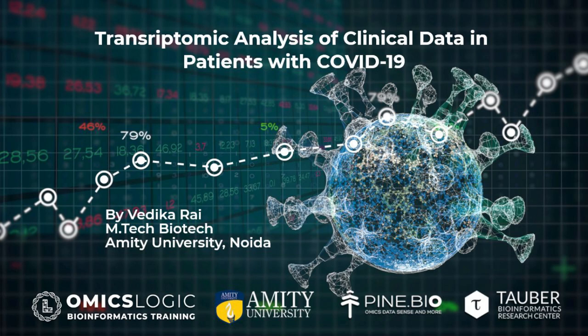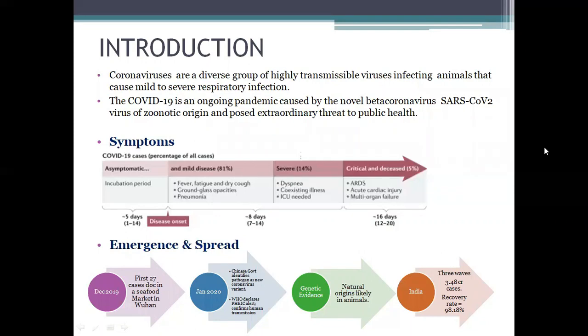So to begin with, the coronaviruses are a highly diverse group of transmittable viruses that infect humans and animals alike and can cause mild to severe respiratory infection. The ongoing pandemic that we are seeing is the COVID-19 pandemic. It is caused by the novel beta coronavirus strain SARS-CoV-2. It is of zoonotic origin and possesses extraordinary threat to public health, safety, and progress.